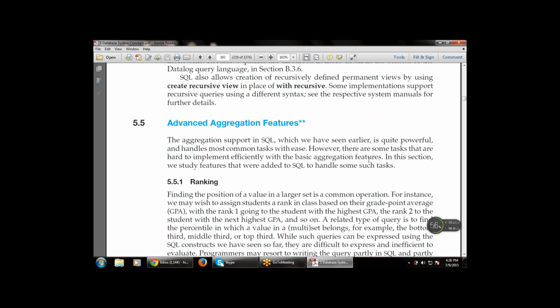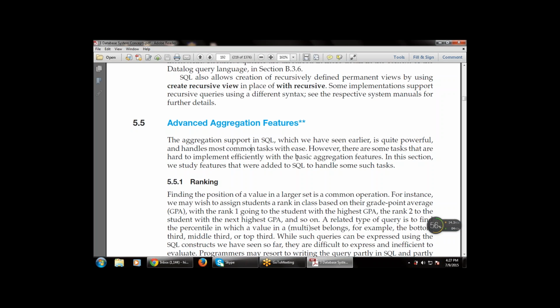The aggregation support in SQL, which we have seen earlier, is quite powerful and handles most common tasks with ease. However, there are some other tasks that are hard to implement efficiently with the basic aggregation features. In this section, we study features that were added to SQL to handle some of these tasks. The first topic that we have studied is ranking.